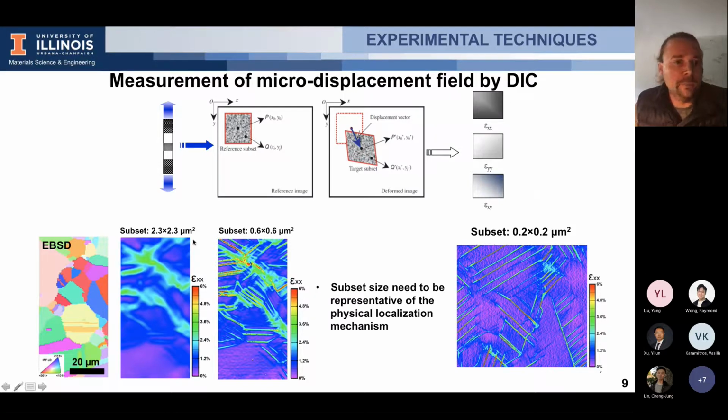For instance, on the left, if you use a large subset, if you interrogate a large region during DIC measurement, you actually tend to average your results, and you are not able to resolve all the slip events during deformation. And on the right, if you have a very high resolution, you start to resolve all the slip events. And we really want to capture that in order to quantify the localization of the plasticity in metal during cycling.